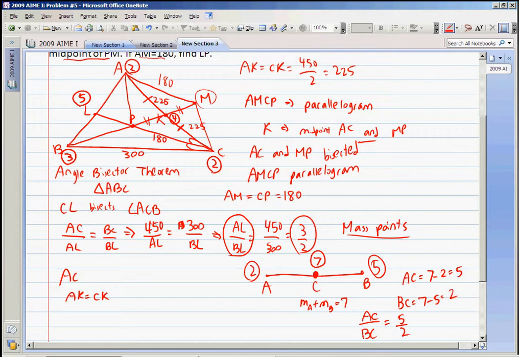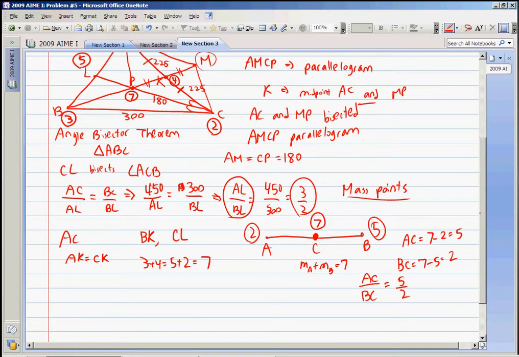Now, next let's look at segments BK and CL. We see that the sum of the masses of the endpoints of both of those line segments is equal to 3 plus 4, or 5 plus 2, which is equal to 7. So the mass at point P must equal 7.